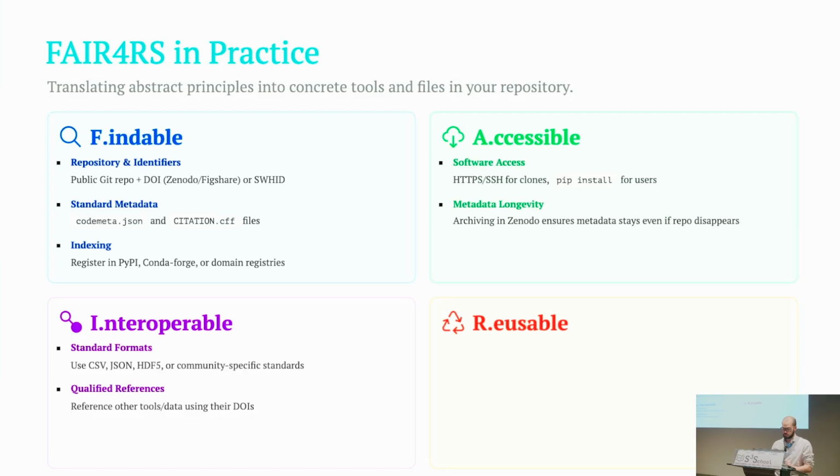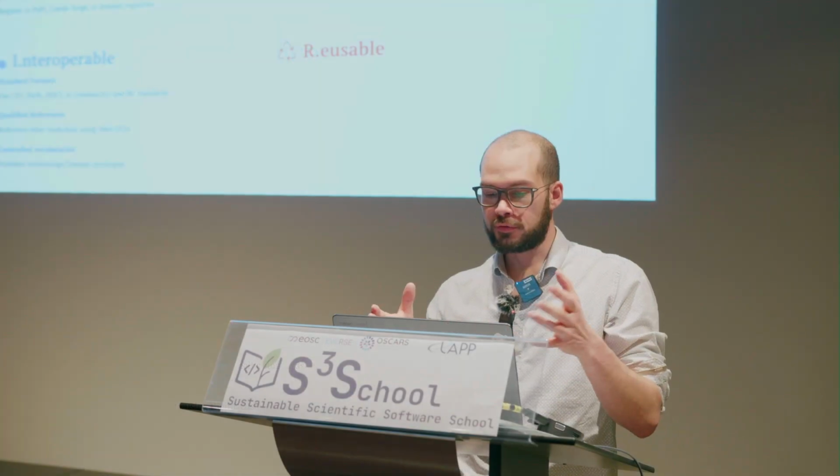So again, you can reference other software using their DOI. And you should also use controlled vocabularies. So Romain talked about that because he's an expert in ontologies. That means that if you have a domain ontology specific to your community, you should use that with clear definitions and use standard terminology to make sure that people understand what your software is about.